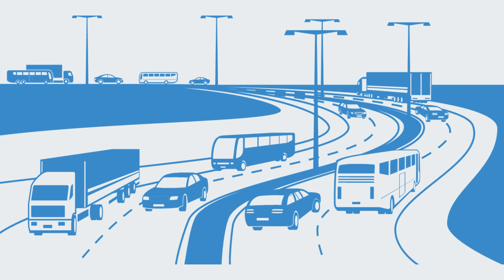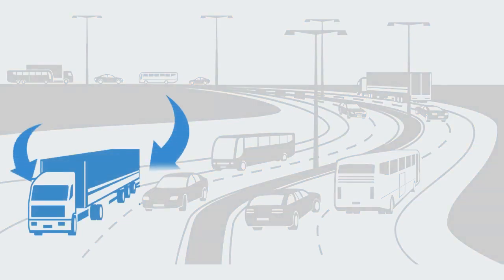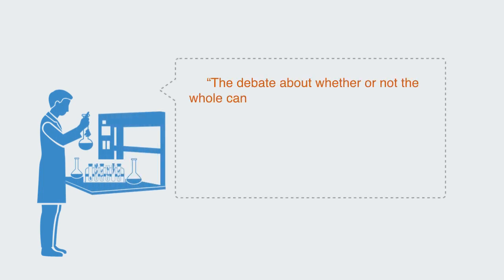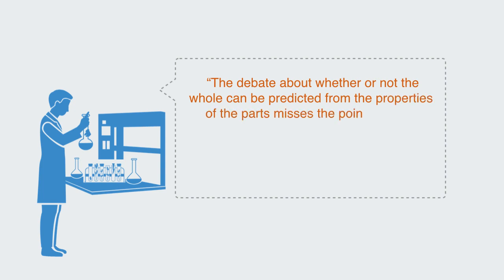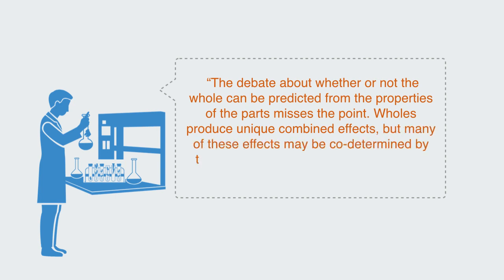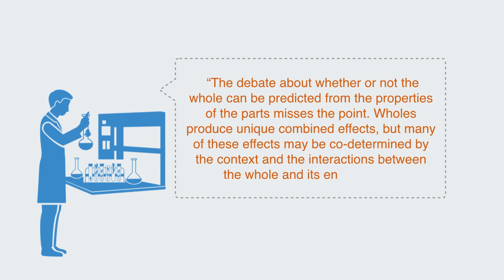This phenomenon is not a product of the internal logic of the truck's design or of the physical laws that govern its workings. It is instead a product of the system's interaction with other systems and some historical, political, and economic contingency within its environment, which may be seen to be exerting downward causation on the design of the truck. The biologist Peter Corning illustrates this when he writes, quote, "The debate about whether or not the whole can be predicted from the properties of the parts misses the point. Wholes produce unique combined effects, but many of these effects may be co-determined by the context and the interactions between the whole and its environment."